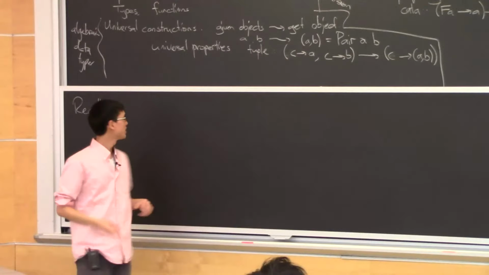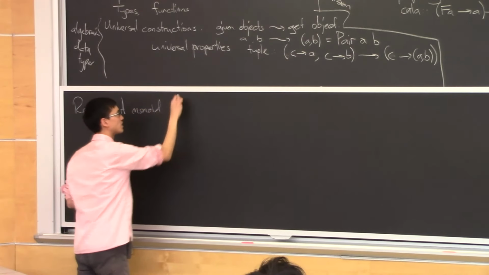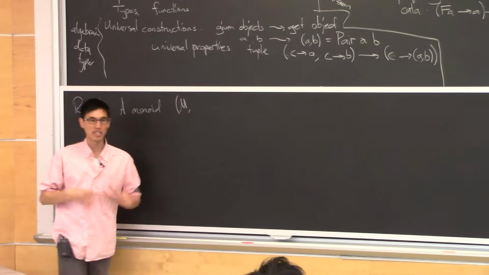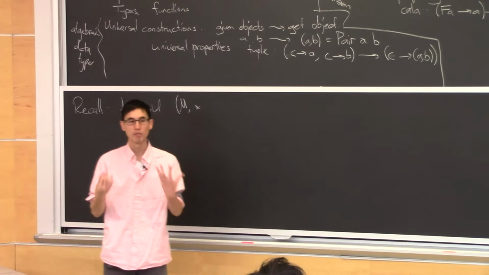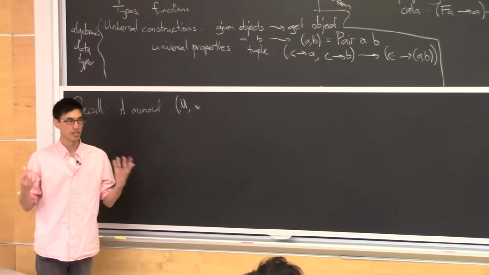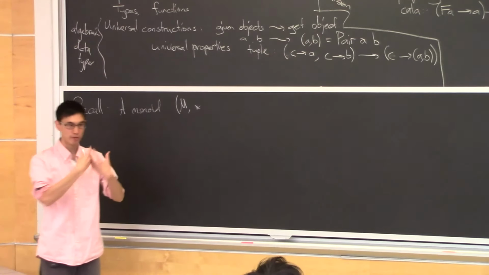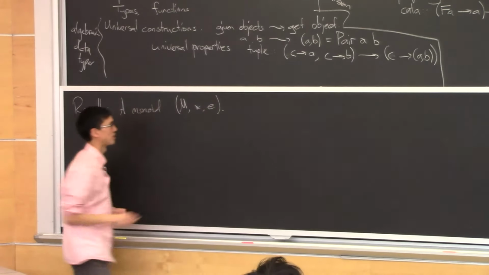So what is a monoid? A monoid has sort of three constituents. We have a set, and what we want to do is talk about composing elements of that set. One way to do that is, given two elements of the set, we return an element of that set.